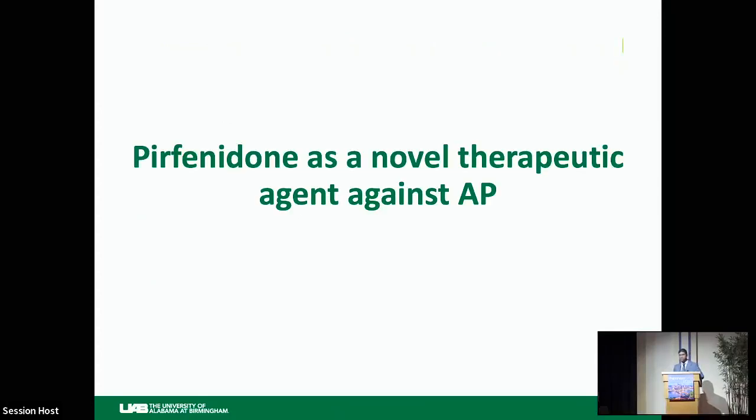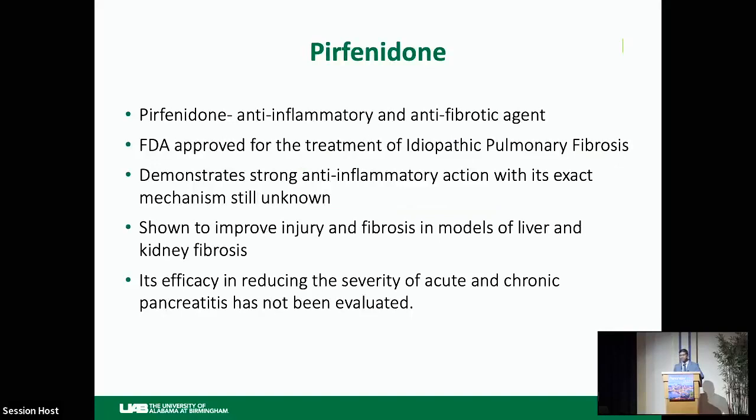Now, coming to why pirfenidone. At Dr. Dudeja's lab, we work on repurposing of drugs, where we select drugs which have shown anti-fibrotic and anti-inflammatory efficacy against various diseases, and also those which are FDA approved, so that the translation of that drug becomes easier. In this regard, pirfenidone is an FDA-approved drug indicated for the treatment of idiopathic pulmonary fibrosis. However, it has also shown high anti-inflammatory and anti-fibrotic action against other diseases like liver and kidney fibrosis.